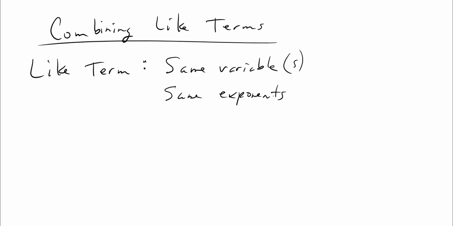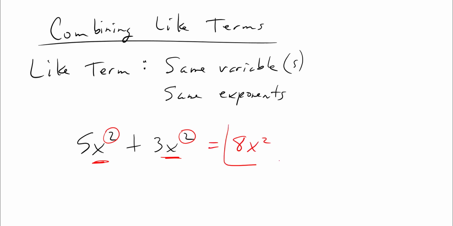If you guys have, let's start out with a really basic one. If I said 5x squared plus 3x squared, these are like terms, okay, because it's the same variable and it's the same exponent. So think about it. If I have 5x squareds and I hand you 3 more x squareds, how many x squareds do you have? You have 8 x squareds.